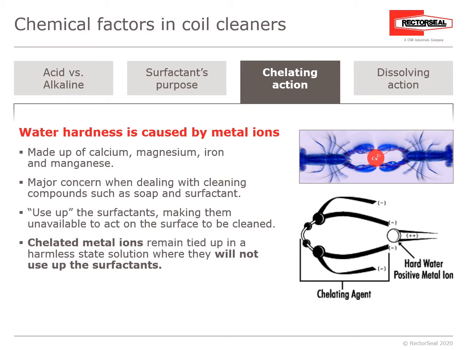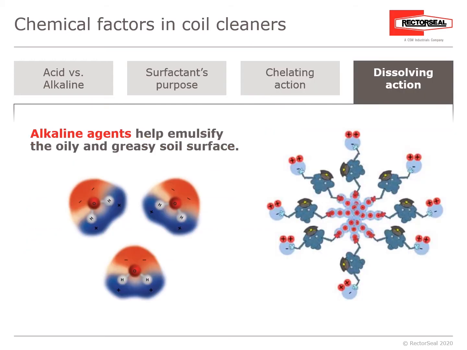Chelated metal ions remain tied up in a harmless state in solution, where they will not use up the surfactants. Then finally, we have a dissolving action. Those are alkaline agents that help emulsify the oily and greasy soil surface. It also prevents the grease and the oil from recombining back onto the surface.